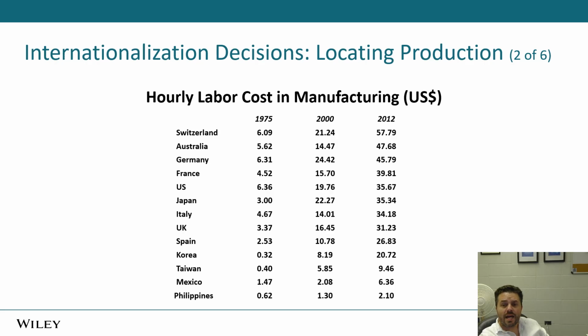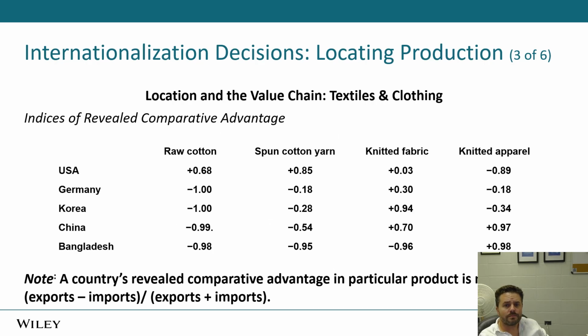Here's some stats on the cost of manufacturing. Switzerland has the highest hourly wage rate as of 2012. They're not going to be making t-shirts in Switzerland because nobody would be willing to pay for the labor that would go into them. Here's some comparison of comparative advantage in certain textiles. I won't go into this in detail, but certainly worth having a look at.